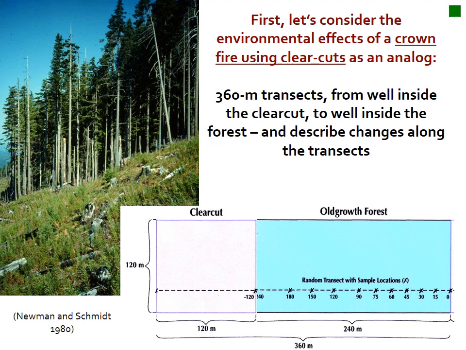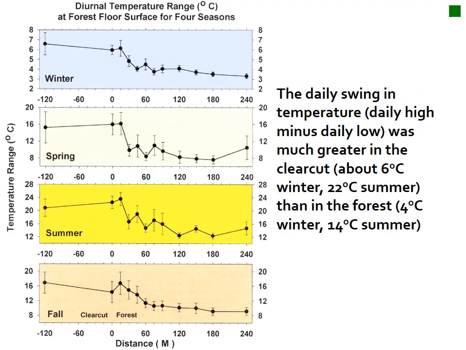So let's just go through a few of these as an example of what could happen after a crown fire. This was a study that was done looking at a transect between clear cuts and into the forest, and some of the changes that occurred. So different plots with distance from the clear cut and back into the forest.